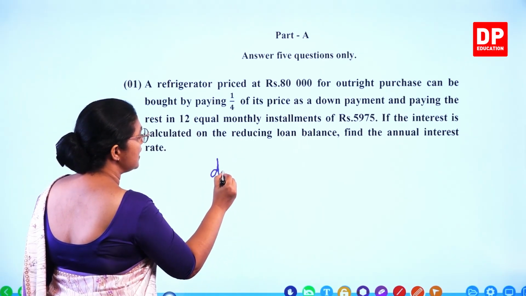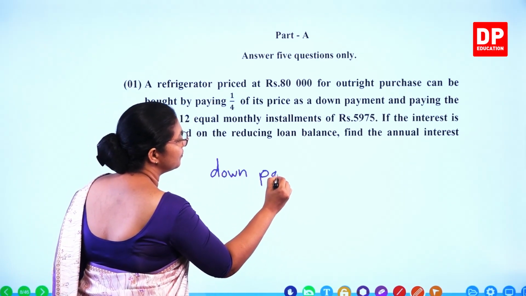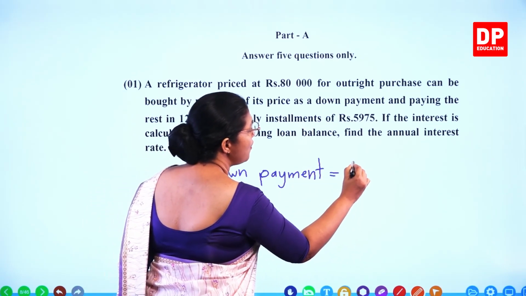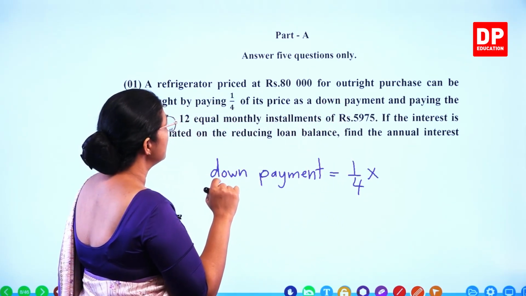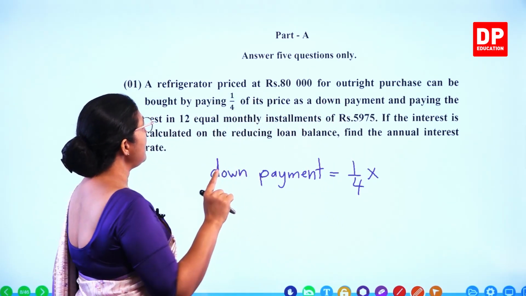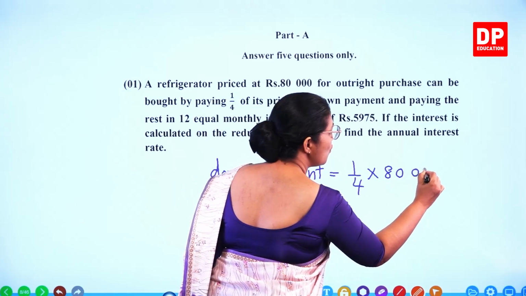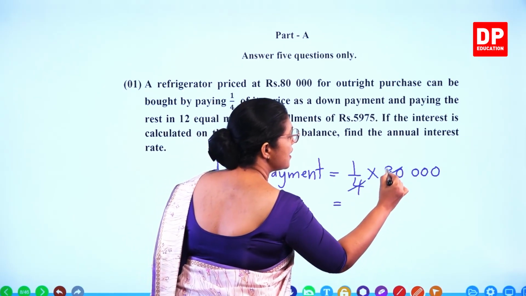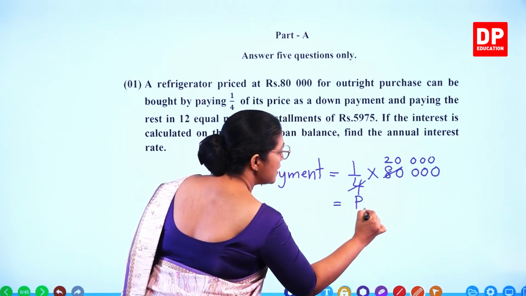Down payment is 1/4 of the payment. So 80,000 is the price of the refrigerator. So 80,000 into 1/4. What's the price? So you get 4 times 2 is 8. So 20,000 rupees for the down payment.